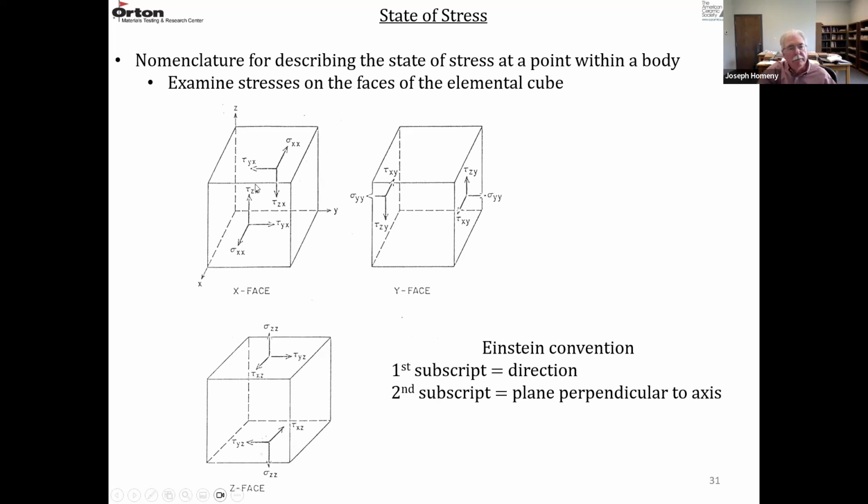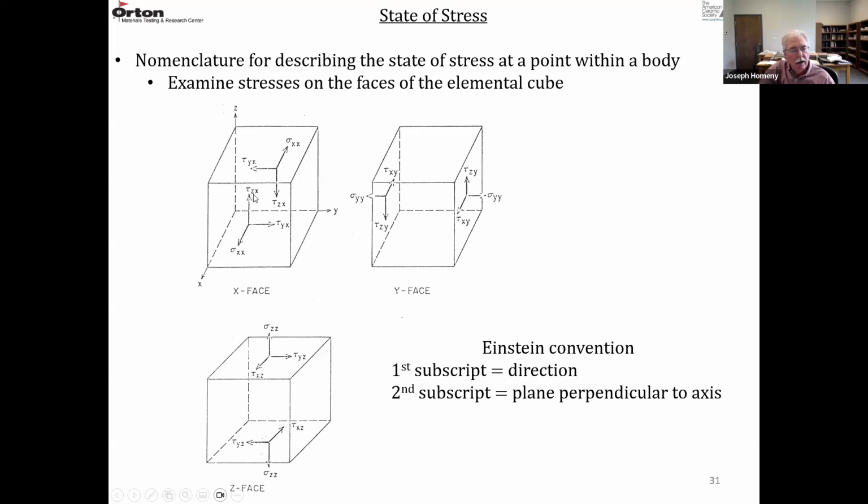So we can look at the first situation here, the x face. So this is the x face. It's perpendicular to the x-axis. So perpendicular to that face is sigma xx. So the normal stress, the first subscript x is in the x direction. The second subscript is the plane, this plane perpendicular to the x-axis. So that's your normal stress.